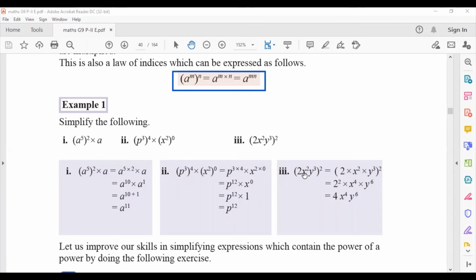This one, 2 to the power x to the power 2 times x y to the power 3, all to the power 2. Here, for all the terms inside, you should take the power 2. Therefore, each term you have to take to the power 2. 2 to the power 2 is 4. x to the power 2 to the power 2 is x to the power 4. y to the power 3 to the power 2 is 3 times 2, 6. Then 4, x to the power 4, y to the power 6.